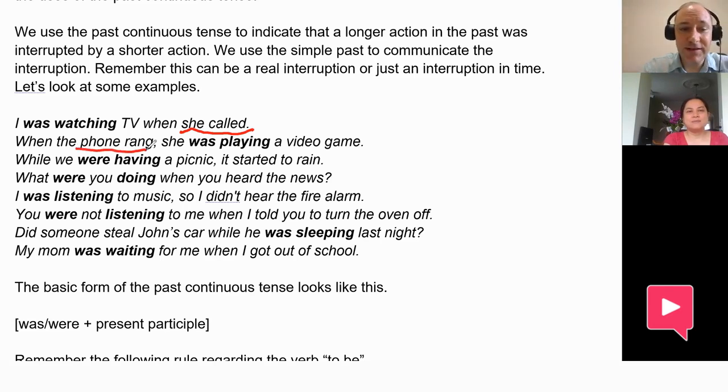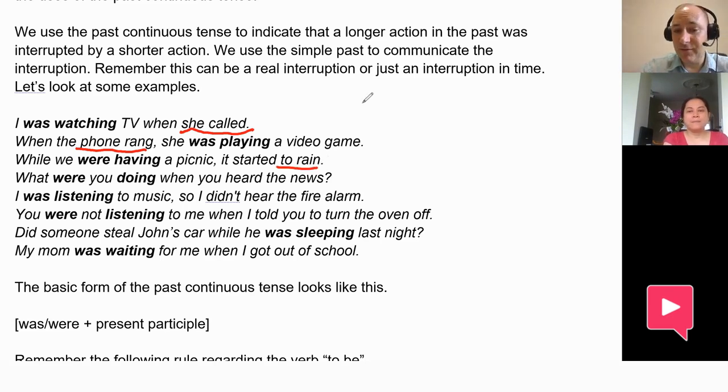Yeah. And then notice, we talked about this in a previous lesson when we have these when clauses. When you're writing, if you put the when clause first, you need a comma, like in this one. But notice in the first sentence, the when clause comes second, and so we do not need a comma here. So that's a rule that's important for writing, obviously not important when you're speaking. All right, how about the third sentence? What is the interruption? It started to rain. Yeah, correct.